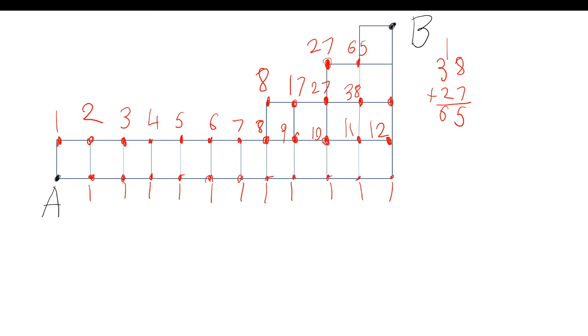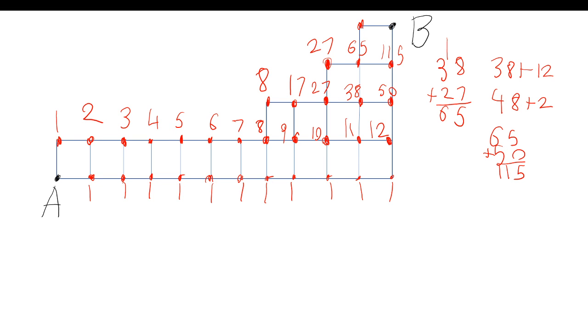Now over here we can count this. We can go down 12, 12 and 38. So it's 38 plus 12, which we can compute. 38 plus 10 is 48, plus 2 is 50. So this is 50 ways, and we can find this point. So it's 65 and 50. That's 115.